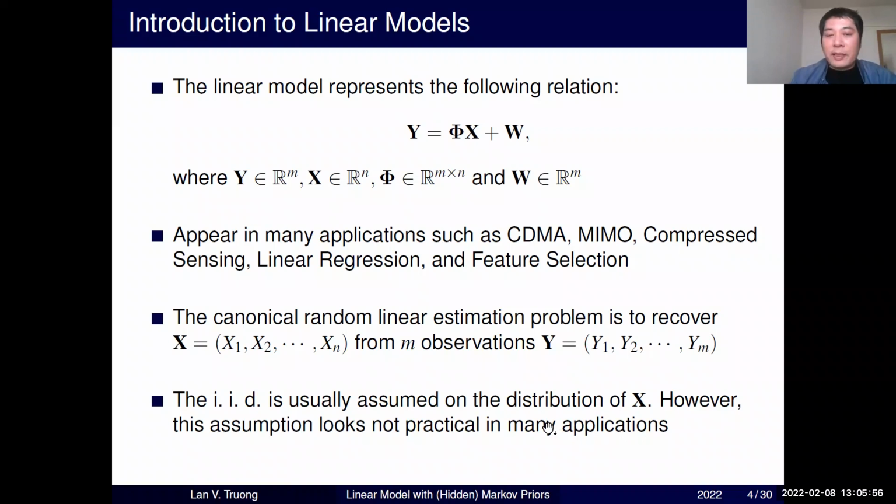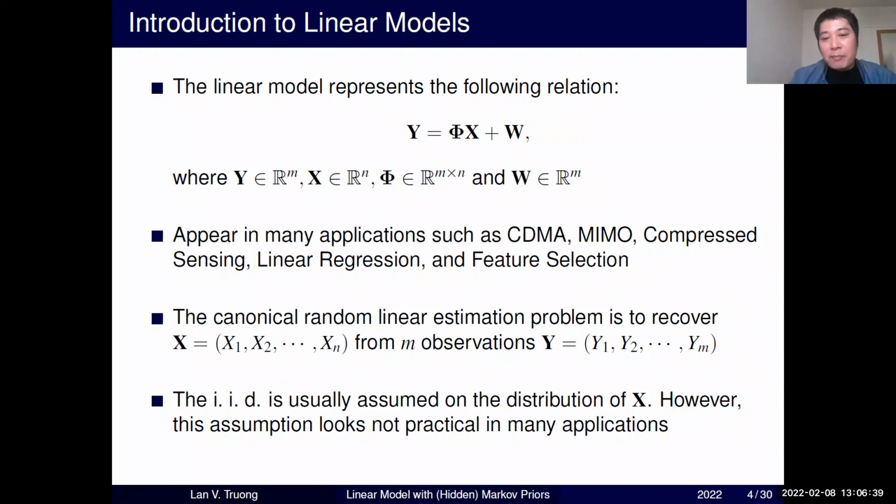For example, in MIMO systems in communication, this means that we have multiple antennas. We use multiple antennas at the base station, and we use multiple antennas at our devices. For example, in a cell phone, the gap between the antennas is very small. So the assumption that the signals transmitted from all antennas are independent does not look practical. Usually two symbols in two neighboring antennas interfere with each other. So that is one example of why the IID assumption does not look practical.